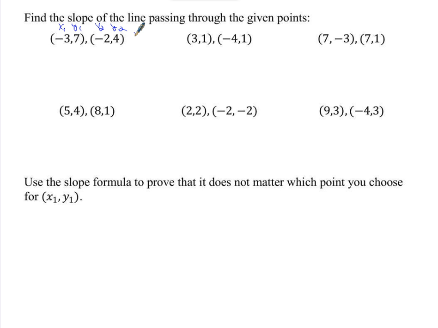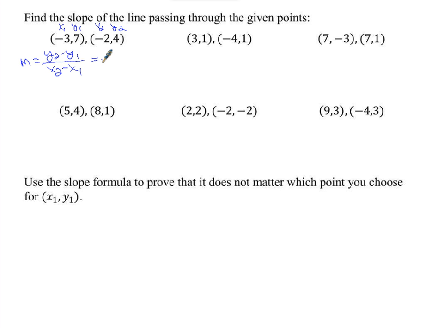I'm given ordered pairs, so I'm not going to do rise over run. I'm going to do y2 minus y1. So I have m equals y2 minus y1 over x2 minus x1. And I'm just writing that down to be complete on this first problem. After this, you don't have to write it down again if you don't need to. But I do need to substitute some numbers in here.